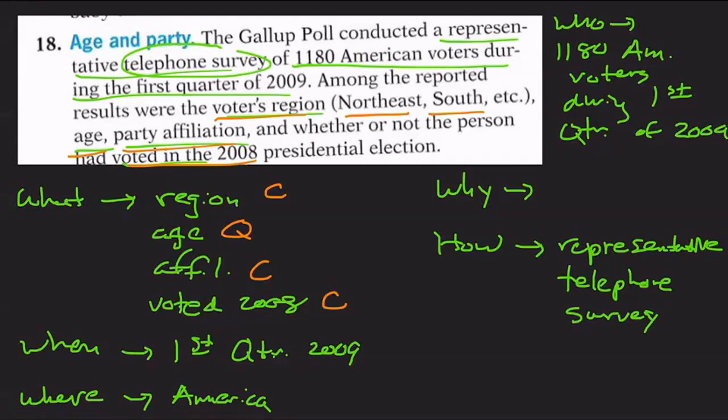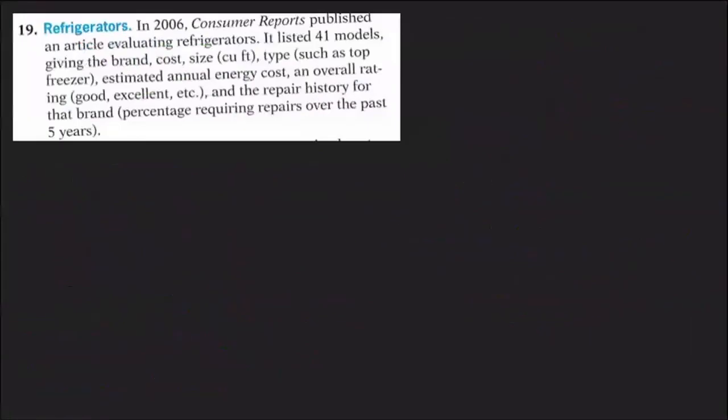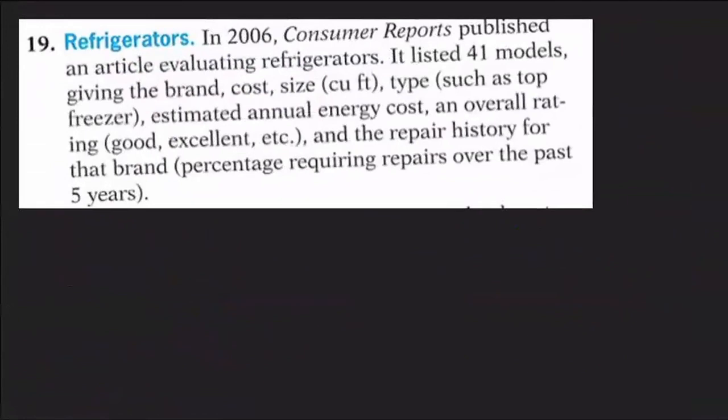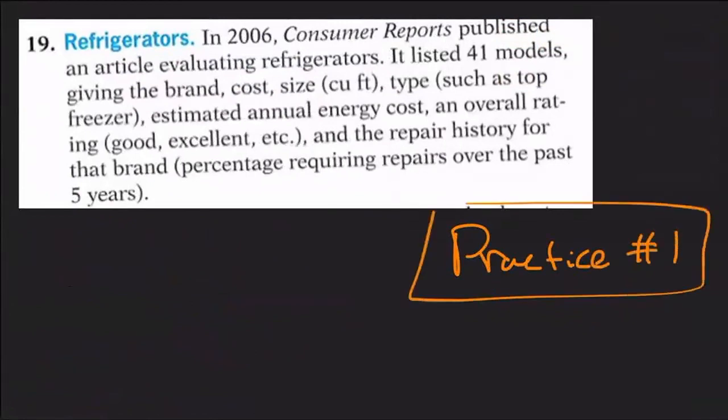So let's go ahead and try a practice. This will be practice number 1. Let's go ahead and pause the video and give this one a try. And let's say you want to find the population, if there is one, and then the 6 W's. So pause the video if you haven't already, and go ahead and try this one.